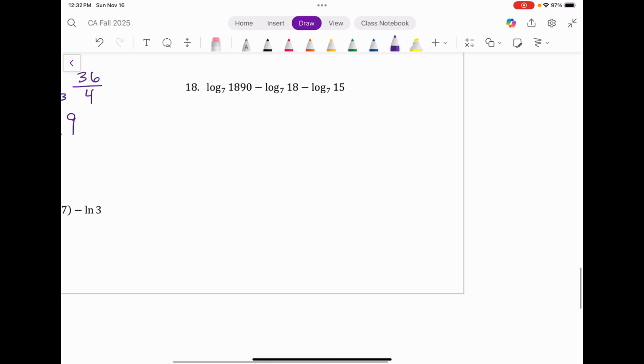All right, 18. We've got 3 logs, all base 7, so they can be combined. Okay, we see subtraction going on in front of a couple of them, so we know we're going to have a fraction. 1890's argument is positive, right, in front of it. So we know 1890 will go in the numerator. The log with an 18 in the argument has a minus in front of it. So we know 18 will go in the denominator. Same with that last log. You got a minus in front of it. So we know the argument of 15 will go in the denominator.